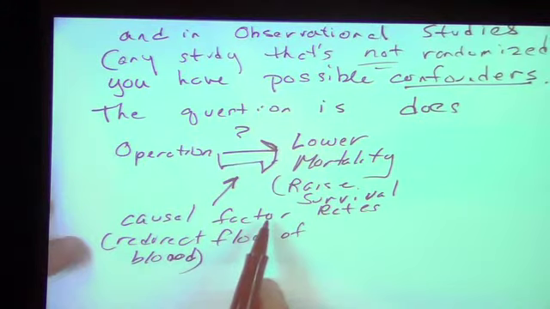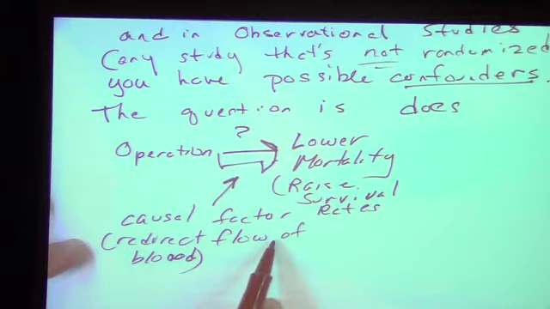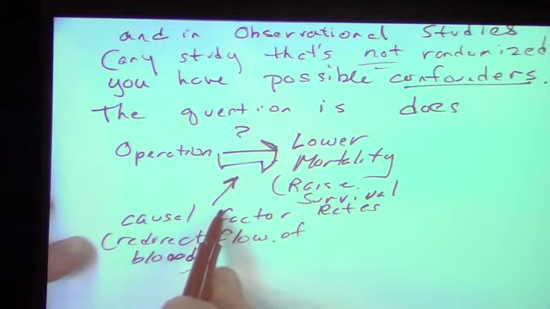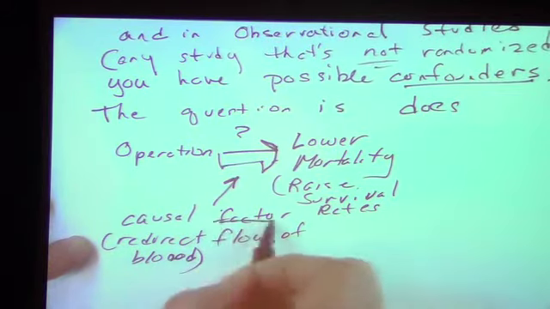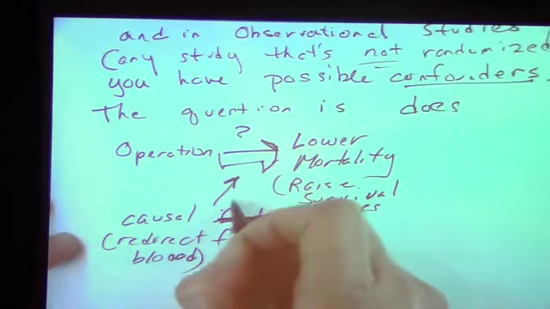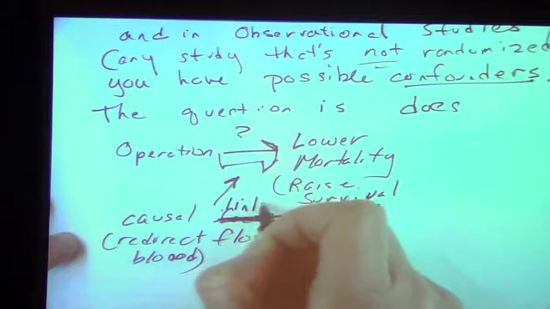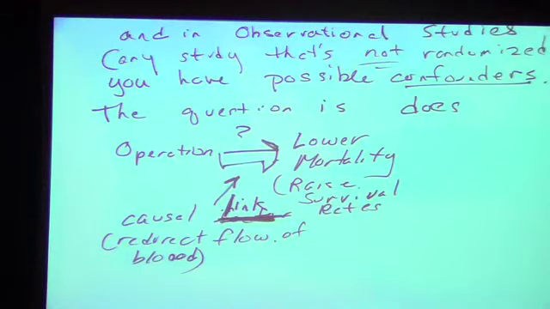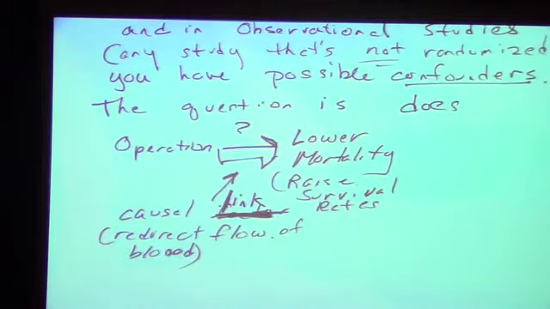Okay. So that's the causal factor. Redirect the flow of blood. And we don't even call it a causal factor. We call it a causal link. It's not really another factor at all. It's just explaining how the operation would work.